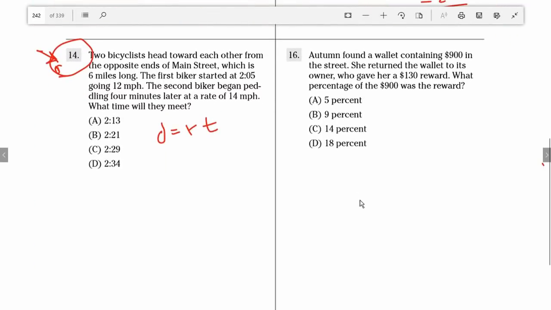Number 16, Autumn found a wallet containing $900 in the street. She returned the wallet to its owner, who gave her a $130 reward. What percentage of 900 was the reward? So she was given a $130 reward. What percentage or proportion over 900 is that?